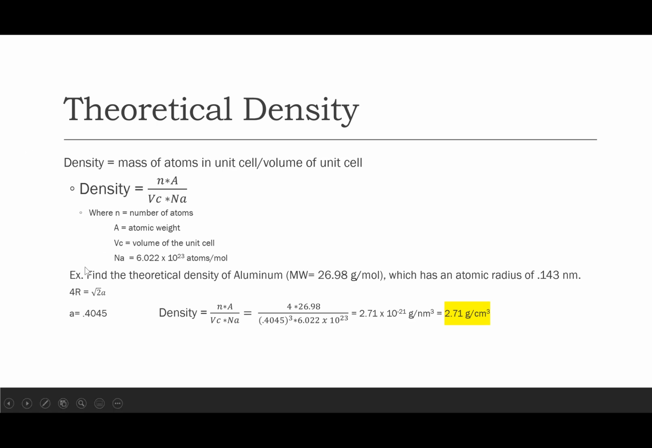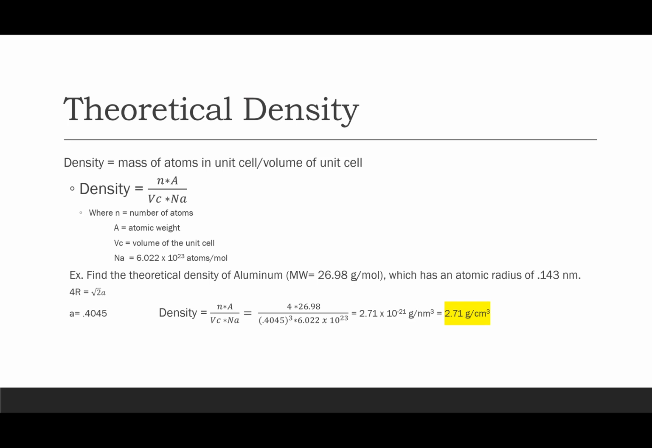So I have an example problem here at the bottom for aluminum, which is an FCC structured material, and it has an atomic radius of 0.143 nanometers. So given the atomic radius, atomic weight, and the crystal geometry of the material, we can calculate the density just by using this formula listed right here. And here I have it as 2.71 grams per centimeter cubed, which is only 0.01 off of its actual density of 2.700 grams per centimeter cubed.